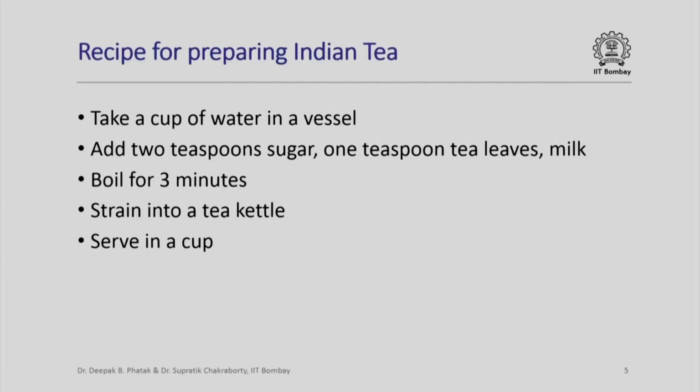Let us look at a recipe for preparing Indian tea. Consider these steps. Take a cup of water in a vessel. Add 2 teaspoons sugar, 1 teaspoon tea leaves and milk. Boil the mixture for 3 minutes. Strain in a tea kettle. Serve in a cup. This is how what we call the kadak meethi chai of India is made. There could be some variations, but generally this is the process that is followed.